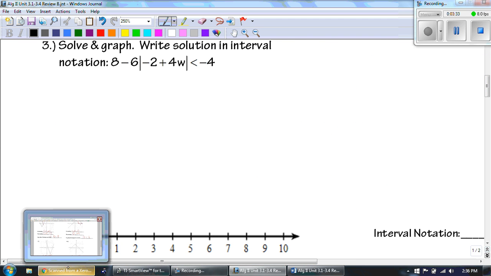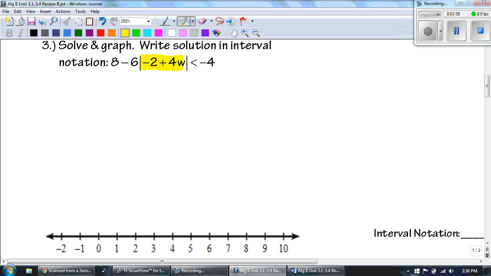All right, it looks like this one we get to solve it and graph it. I'm super stoked. But just remember, even though we've got an inequality here, we're still doing the same thing. We have to get the absolute value by itself. So I'm following the inverse order of operations. I have to subtract the 8 from both sides. -4 minus 8 is -12.